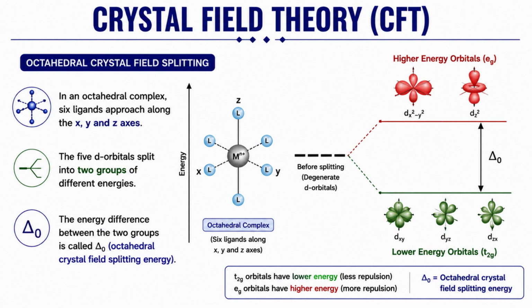The d-orbitals split into 2 groups. Lower energy group, t2g. These are dxy, dyz, dzx. These orbitals lie between the axes, so they experience less repulsion. Higher energy group, eg. These are dx² − y² and dz². These orbitals point directly toward the ligands, so they experience greater repulsion. The energy difference between these two groups is called delta, or the octahedral crystal field splitting energy.